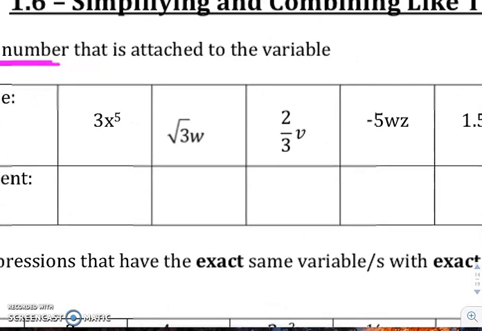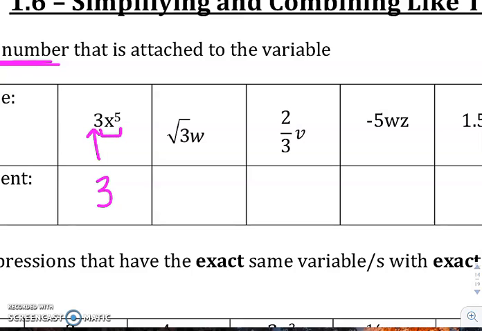Like in our example down here, x to the fifth is the variable, so the coefficient would be 3. In the square root of 3w, w's outside and this is attached to it, so the square root of 3 is your coefficient. 2 over 3, or 2/3 v, same thing, 2/3 is the coefficient. In negative 5wz, w and z are the variables, so negative 5 is the coefficient.